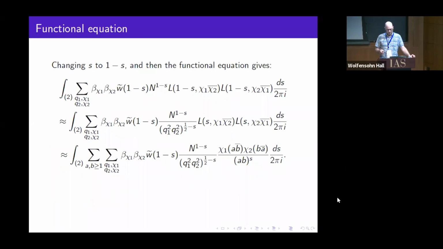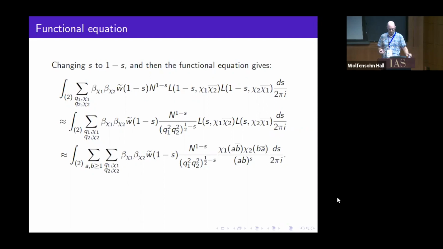Okay, I don't want your eyes to bleed staring at this, but let me just say what's going on in this slide. You want to apply the functional equation. It's basically like Poisson summation for your family. So you go to L functions, shift contours over, apply the functional equation, change variables back, and that's what this is.